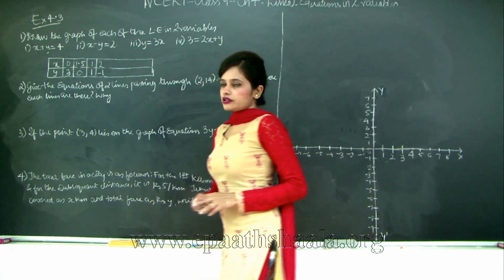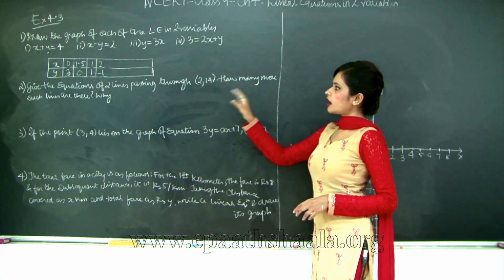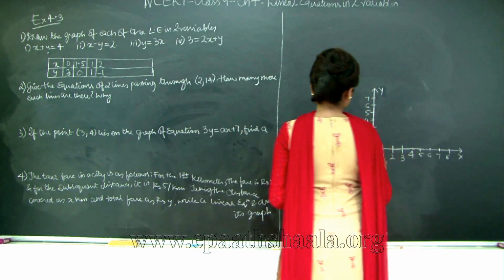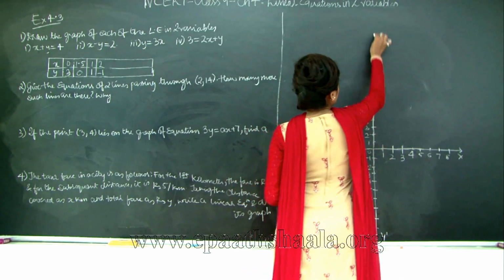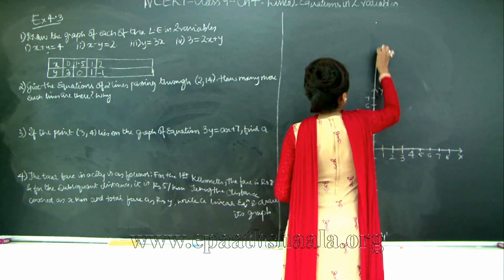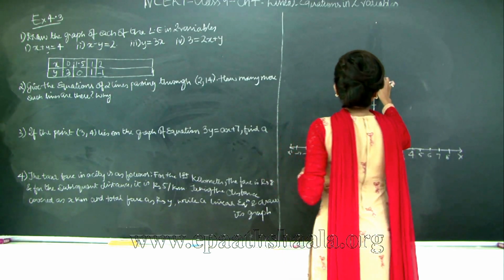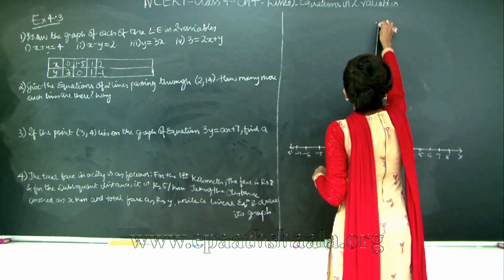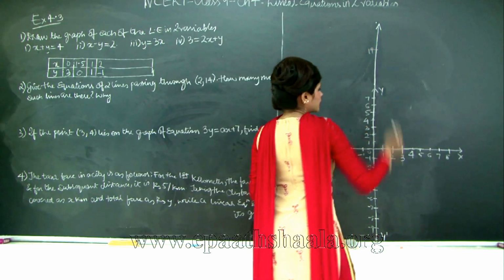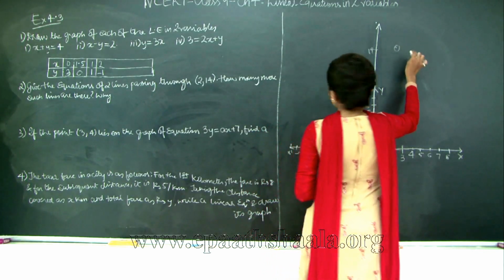Okay, so my second question: give the equations of 2 lines passing through 2, 14. How many more such lines are there? Why? So let's say if I extend this line over here, and my 14 on the y coordinate is somewhere over here. Just let's say. So where is 2, 14 going to be? It's going to be somewhere over here, right?